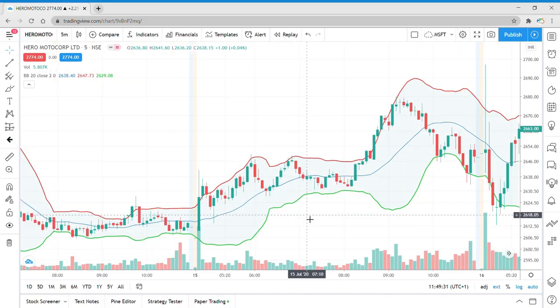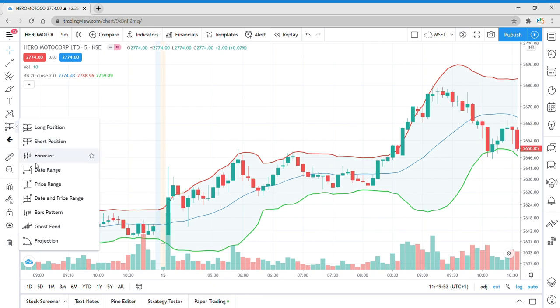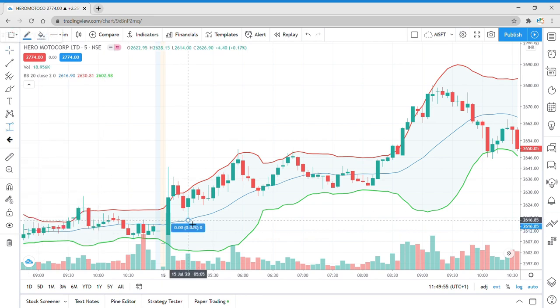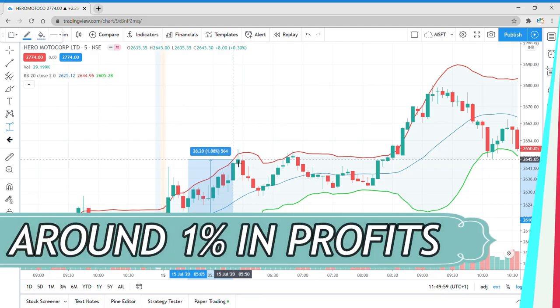So friends, I'm on 15 July at Hiramotoko's 5-minute chart. So as I've told you, you have to buy at the bottom line or in the middle line and sell at the top line. So if you see here, the price retraced to the middle line. So if you were to buy anywhere over here, and if you were to sell over here, let's see how much profit you'd get. So you'd get around 1% in profits on this trade.